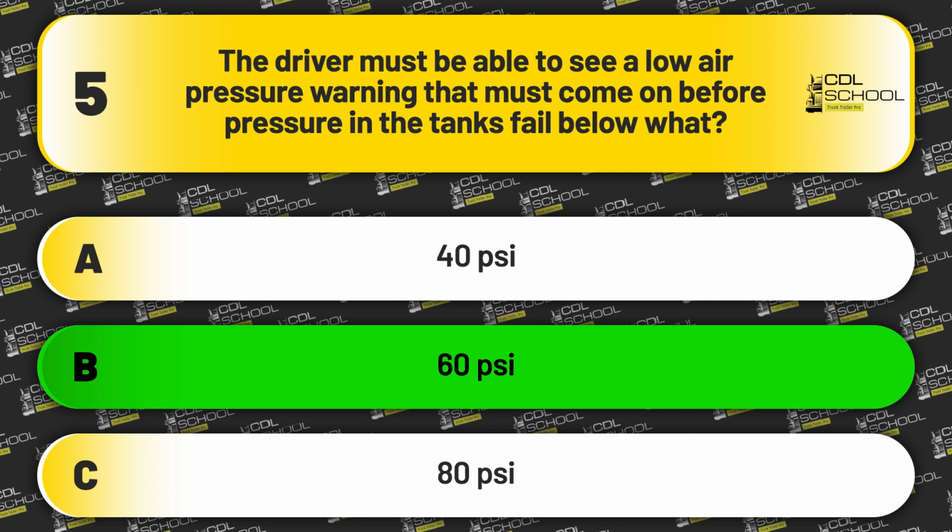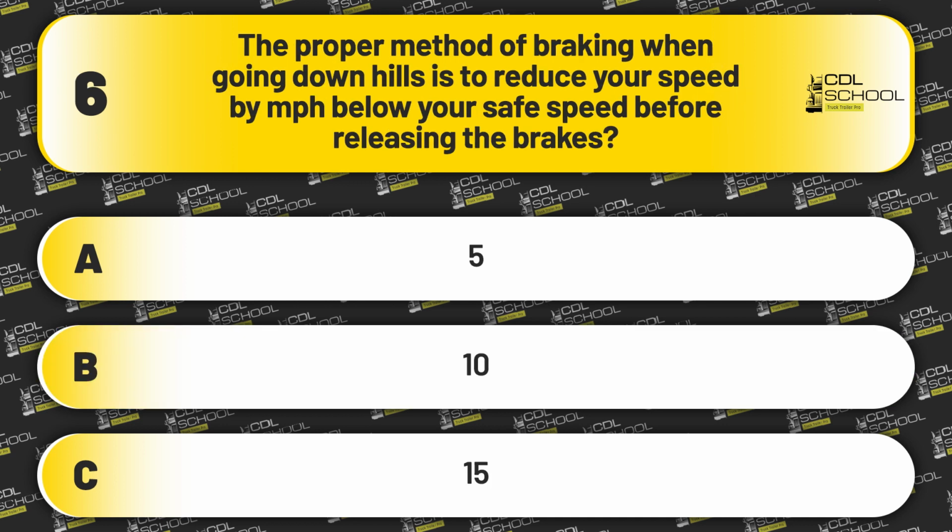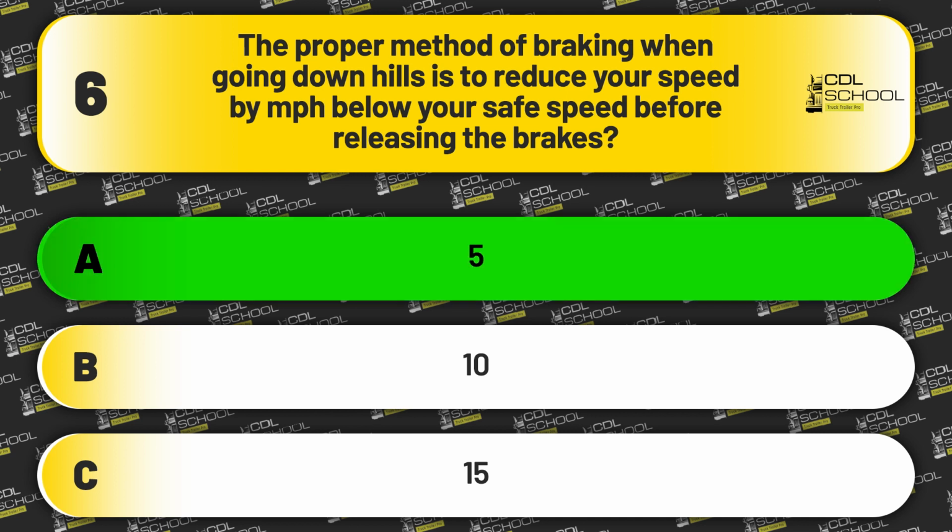60 psi. The proper method of braking when going down hills is to reduce your speed by how many miles per hour below your safe speed before releasing the brakes? A. 5 miles per hour, B. 10 miles per hour, or C. 15 miles per hour. The correct answer is 5 miles per hour.